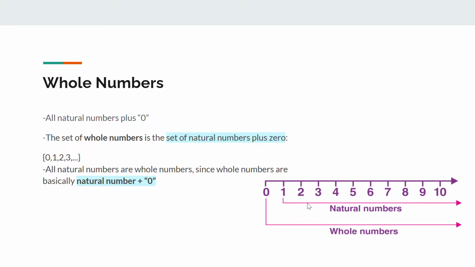And since whole numbers are basically natural numbers plus 0, natural numbers plus 0 is equal to whole numbers.